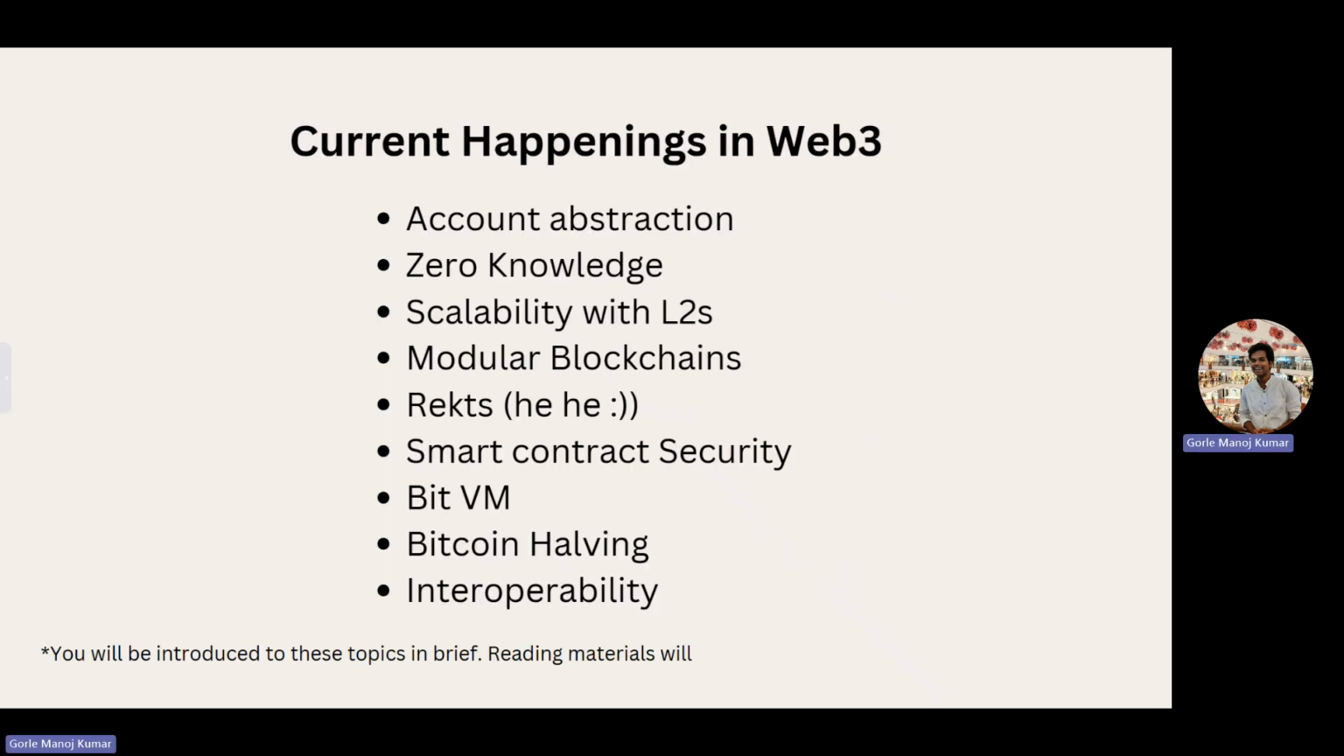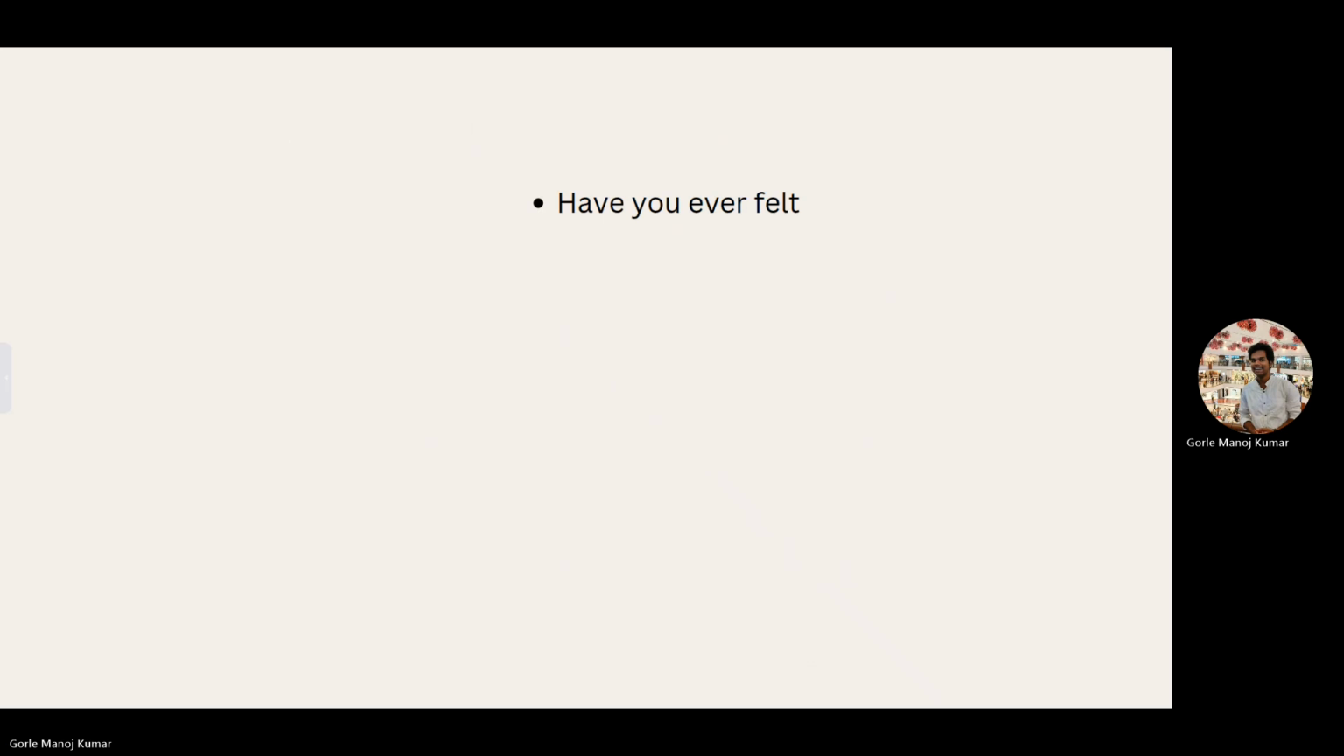So what are the current happenings in Web3? I'll tell you about all these things in brief, but we included reading materials extensively for this, which will help you to start on it at any moment. Okay. So the current happenings in Web3 are account abstraction, zero knowledge, scalability with layer 2s, modular blockchains, REX, smart contract security, BitVM, Bitcoin halving, and interoperability. New terms. So let's get into them.